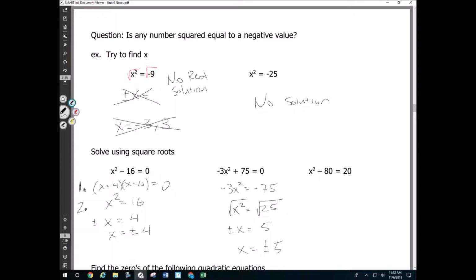The third one. It is not obvious maybe how to factor this. I'll show you both ways. You can either subtract 20 from both sides to get everything set equal to 0. And I'll get x squared minus 100 equals 0. That could factor to be x plus 10, x minus 10. That's one way to get my solutions 10 and -10. Or I'll add 80. I get x squared equals 100. I'll isolate my x squared, take the square root of both sides, plus or minus x equals 10. x equals plus or minus 10.